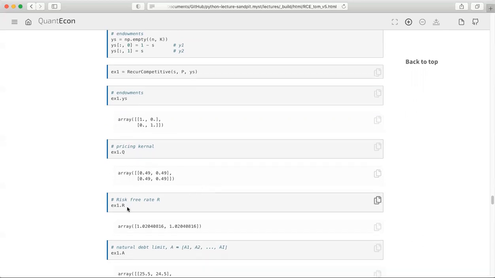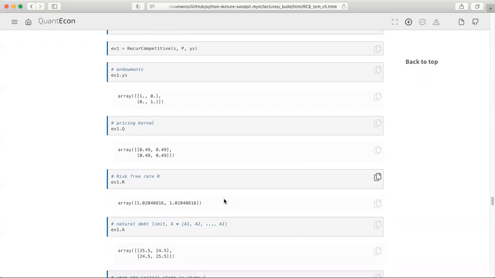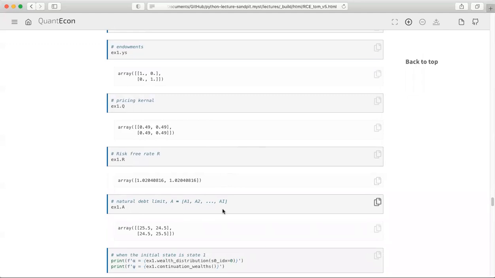The risk-free rate, in every state, the risk-free rate is just 1.02. The gross risk-free rate is 1.02. The natural debt limits, I can compute those. Those are the values. Those are the present values of your endowment.